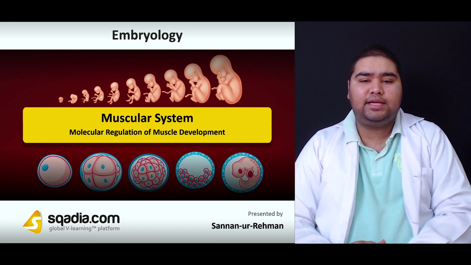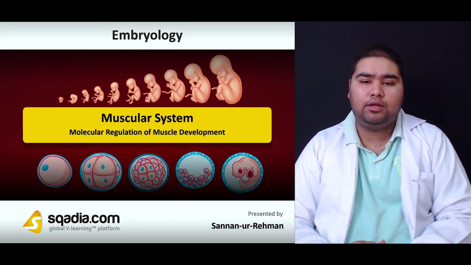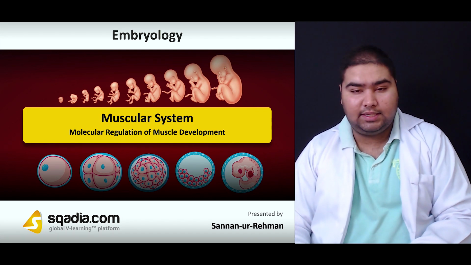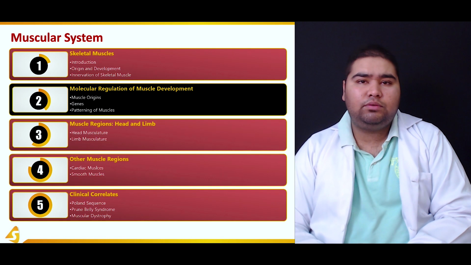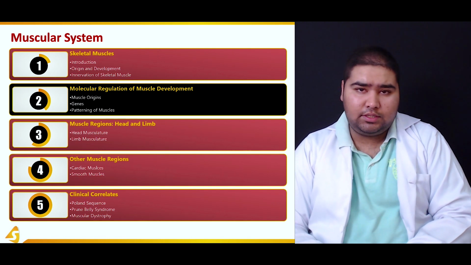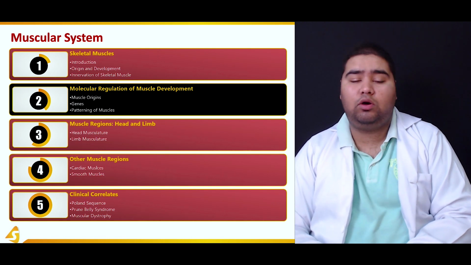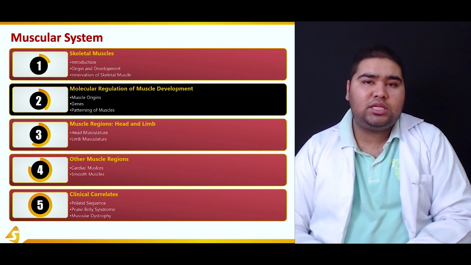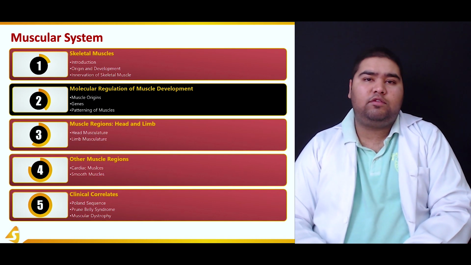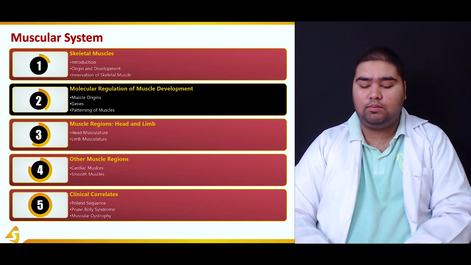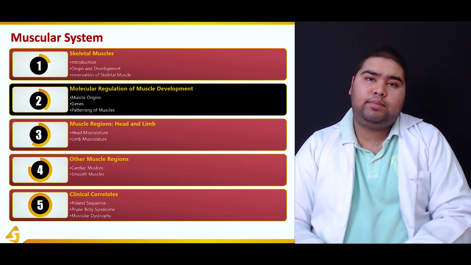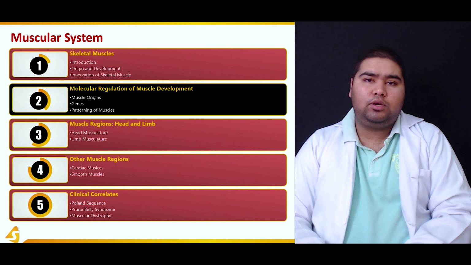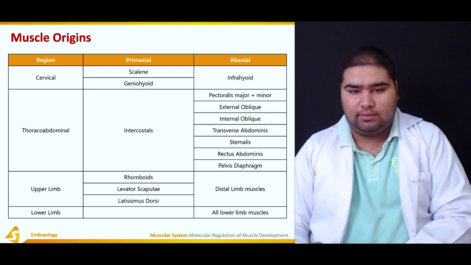This is the second section of the presentation, molecular regulation of the muscle development. In this section, we'll be talking about the muscle origins, from where these muscles actually originate, the various genes involved, and the patterning of muscles throughout the human body. I hope you're excited about this section. Let's take a look into this in little detail.